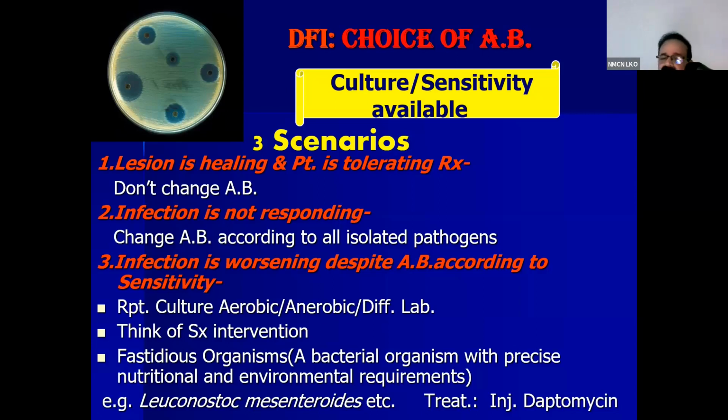So send an anaerobic culture, or send it to a different lab, or send the aerobic culture again, and think of surgical intervention. There might be a deeper abscess present there. So you are doing debridement, etc. on the superficial area. Think from that angle, get an MRI or CT, angio, or other investigations. MRI is the best to find out the deeper abscess. And there are chances of fastidious organisms also, those organisms which need special nutritional, environmental requirements or media.